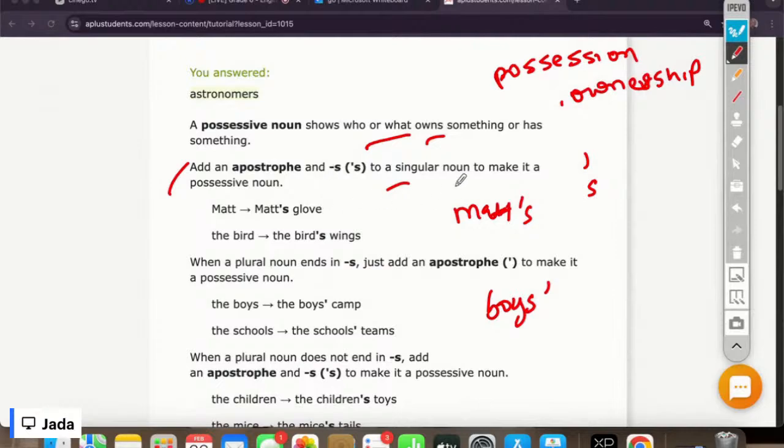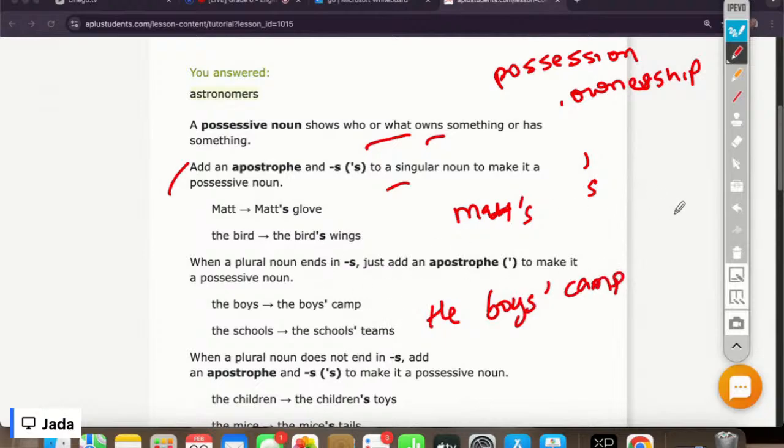For the singular possessive, you just need to add an apostrophe and s to a singular noun and it becomes singular possessive. And when a plural noun ends in s, you just need to put your apostrophe to make it the possessive noun. So just like we have the boys' camp. Okay, so this is what? Plural possessive.